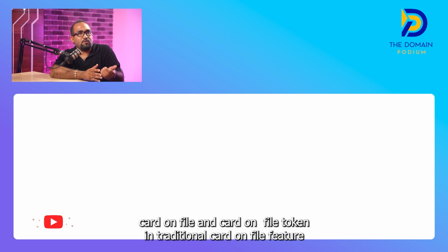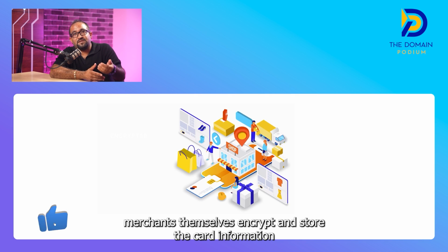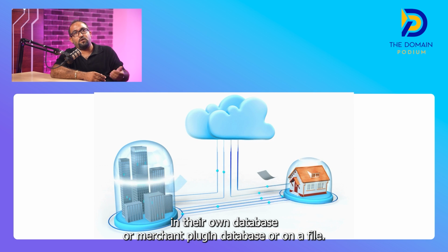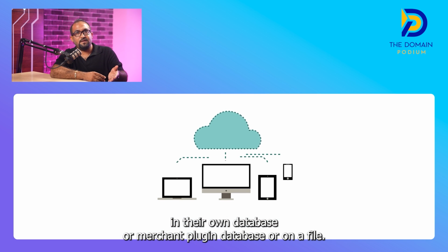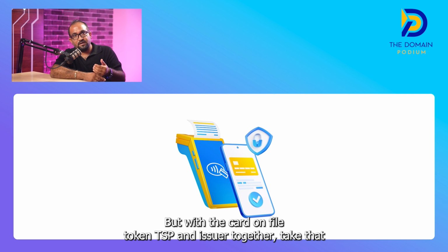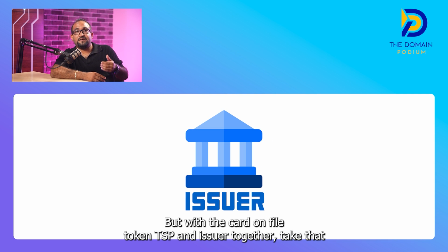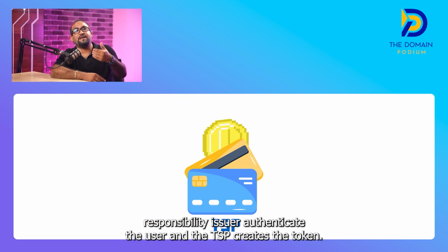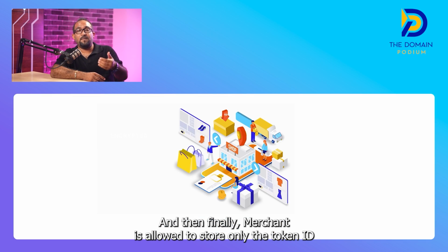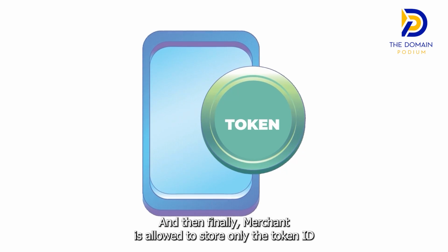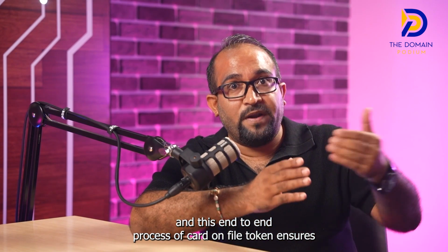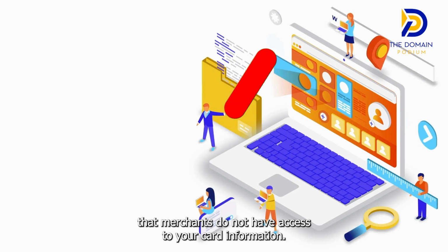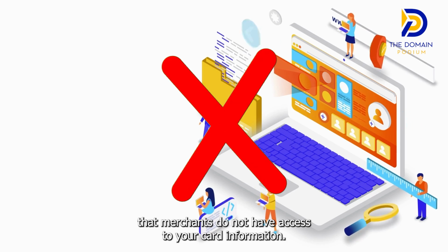In traditional card on file feature, merchants themselves encrypt and store the card information in their own database or merchant plugin database or on a file. But with the card on file token, TSP and issuer together take that responsibility. Issuer authenticates the user and the TSP creates the token. And then finally, merchant is allowed to store only the token ID. And this end-to-end process of card on file token ensures that merchants do not have access to your card information.